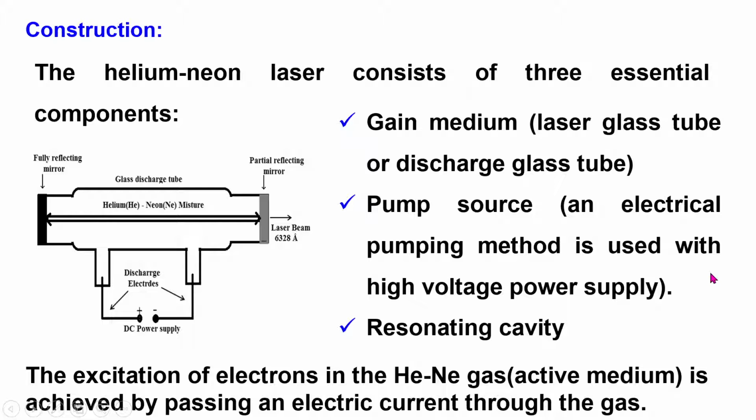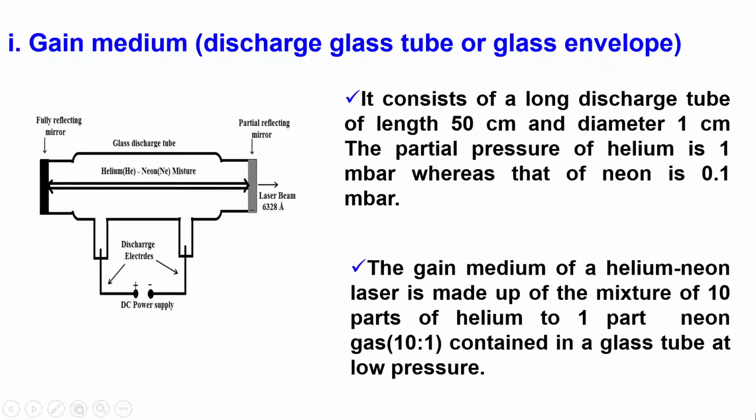In a helium neon laser, the excitation of the electrons in the helium neon gas is achieved by passing the electric current through the gas, and so the high voltage power supply is used. Now then, the first one is the gain medium.